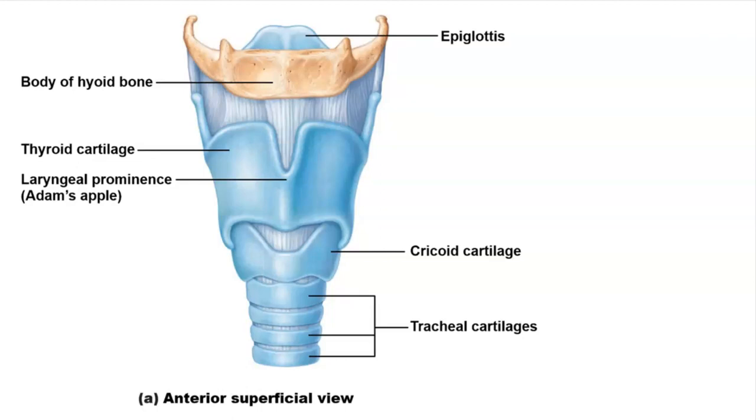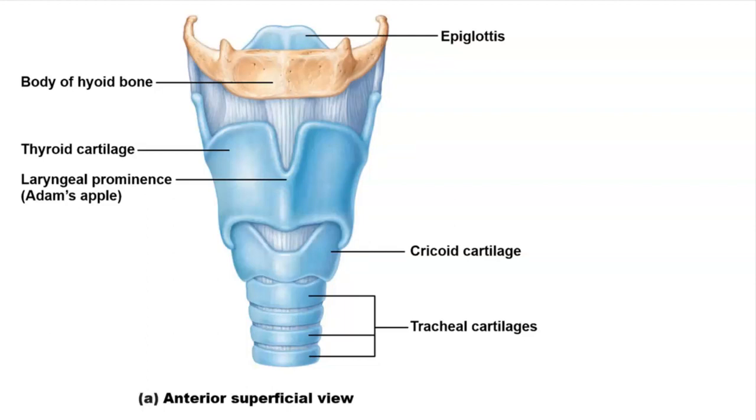So looking anteriorly at the larynx, we see the large thyroid cartilage. It's the largest cartilage of the larynx. It is shield-shaped and it contains a projection called the laryngeal prominence. And this prominence is generally larger in males than it is in females because testosterone stimulates cartilage growth, and it also stimulates the growth of the laryngeal prominence as well.